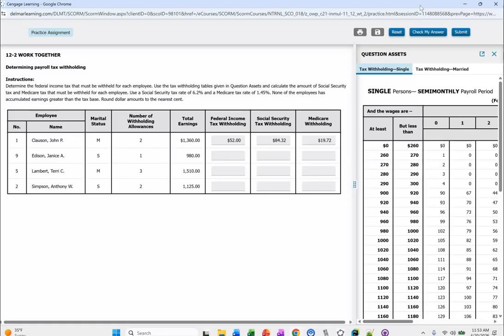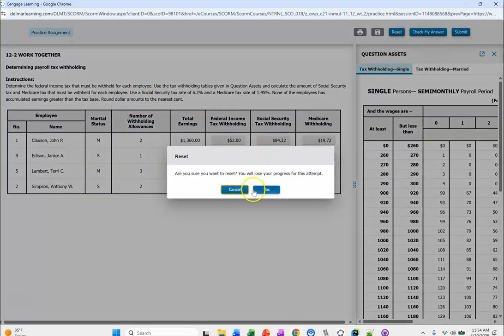All right, so in section 2, we're going to be doing the federal withholdings and Social Security and Medicare. So it says, determine the federal income tax that must be withheld for each employee. Use the tax withholding table given in question assets and calculate the amount of Social Security tax and Medicare tax that must be withheld from each employee. Use a Social Security tax rate of 6.2% and a Medicare tax rate of 1.5%. None of the employees has accumulated earnings greater than the tax base. Round dollar amounts to the nearest cent. Okay.